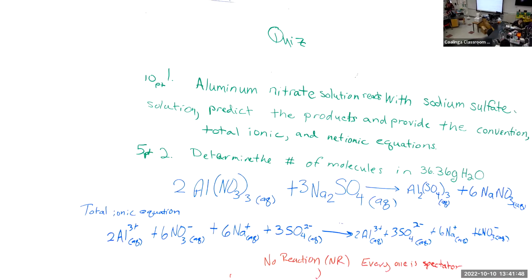So spectator is what you get in the beginning, and it's exactly the same at the end. So exactly the same on both sides. So no reaction. Does that make sense? Okay, questions? That's right. Yeah. If you have everything on both sides of the equation, then there's not going to be a reaction. Solid or gas, then we know that you have a reaction.